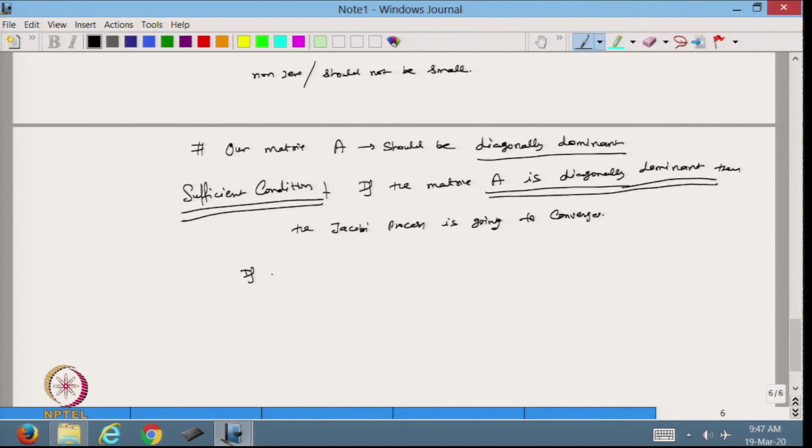So this is the if condition: if the matrix A is not diagonally dominant, then we interchange the rows to make it diagonal dominant.